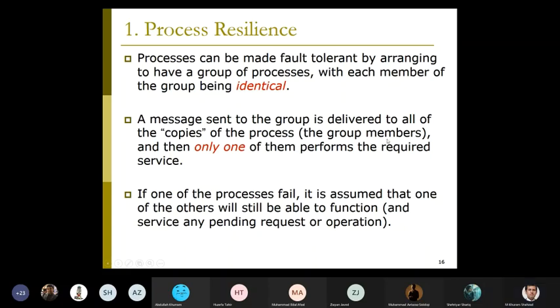This is called a group. It means that they are related as group members, and then only one of them can respond after voting. If one of the processes fails, it is assured that one of the others will still be able to function, and we can assume it will serve any pending requests or operations. So then the operation could be continued without any delay.